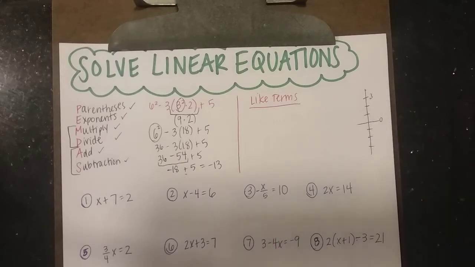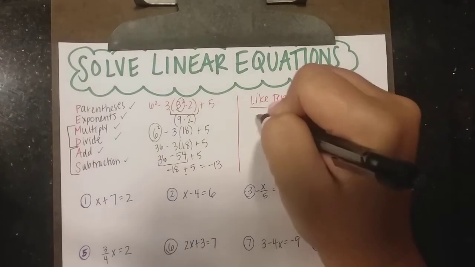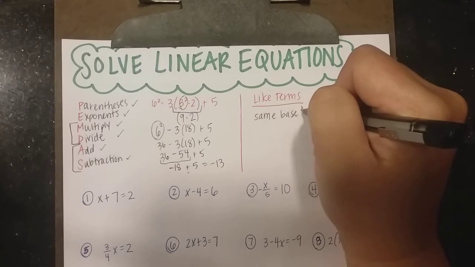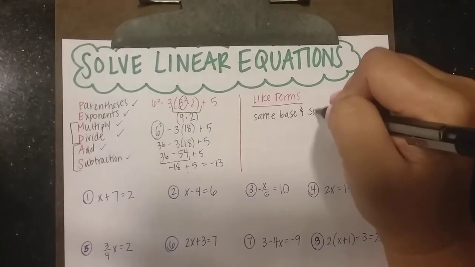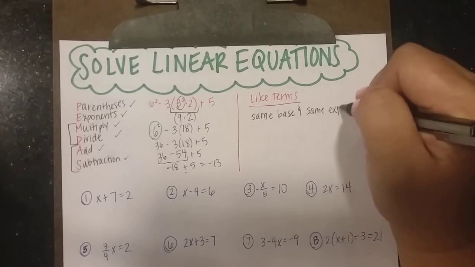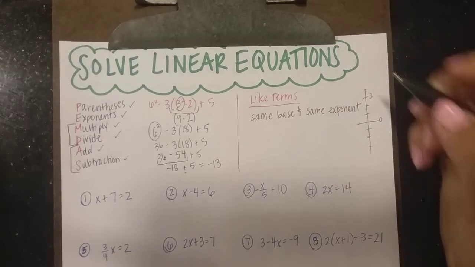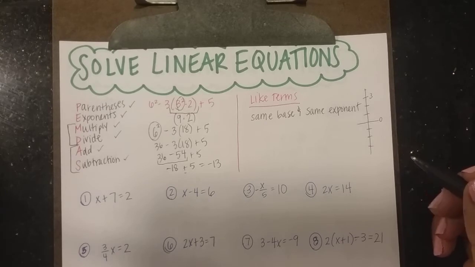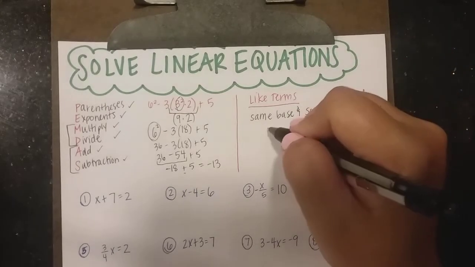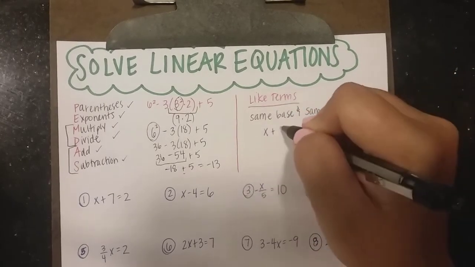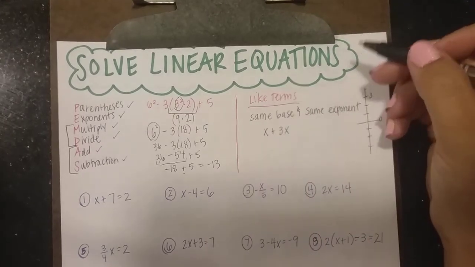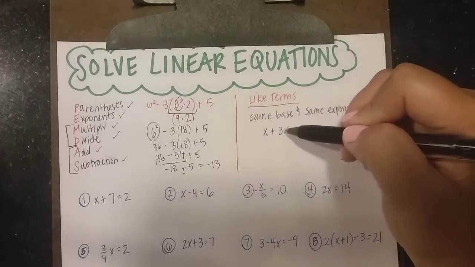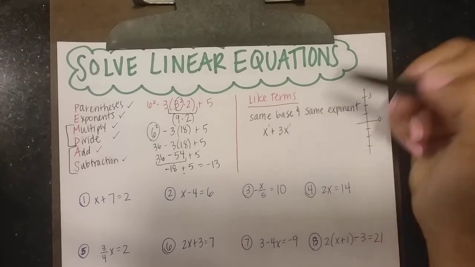Okay, the other thing we're going to review is like terms. So like terms are terms that have the same base and same exponent. Same base and same exponent. Right, so the base is kind of like your variable or your number or something, and then your exponent is obviously the exponent. So for example, if I had x plus 3x, I can combine those because they are like terms, because it is an x and an x to the first power.